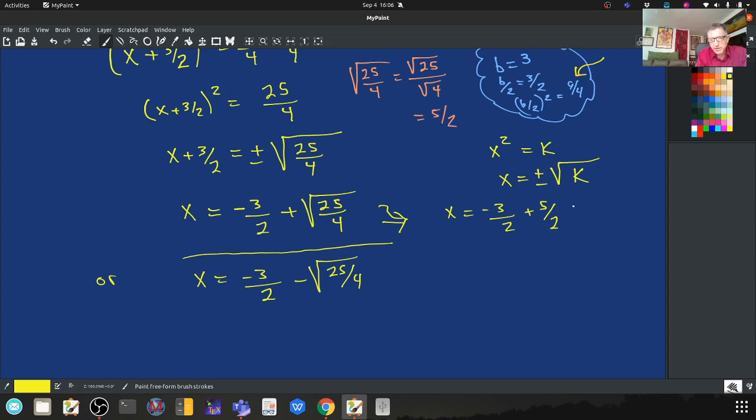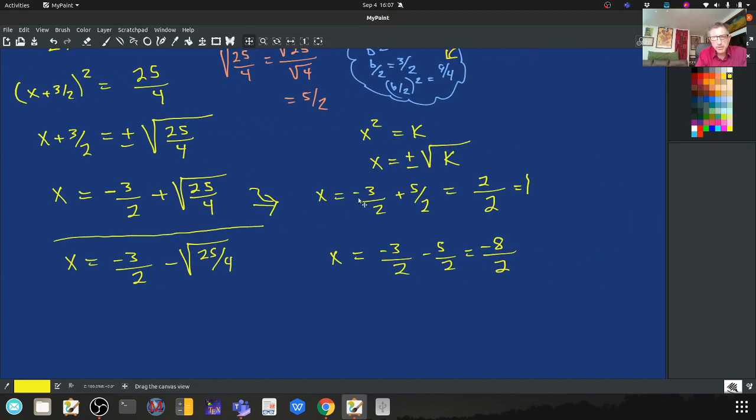They share the same denominator. So all I have to do is minus 3 plus 5, which is the same as 5 minus 3. So that's 2 divided by 2, so x is equal to 1. That's one solution. My other solution is minus 3 halves, now taking the minus 5 halves. Again, they share the same denominator, which is 2. Minus 3 minus 5 is minus 8, so minus 8 divided by 2 is minus 4. Okay.